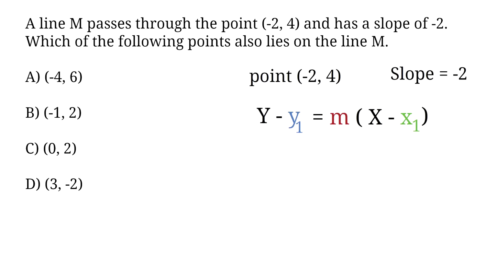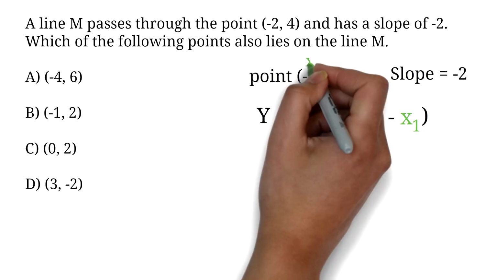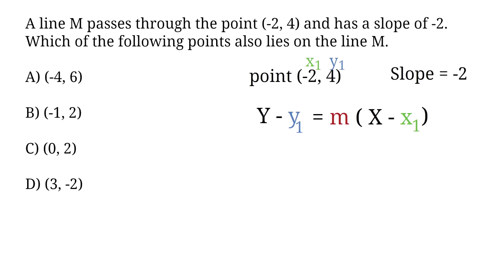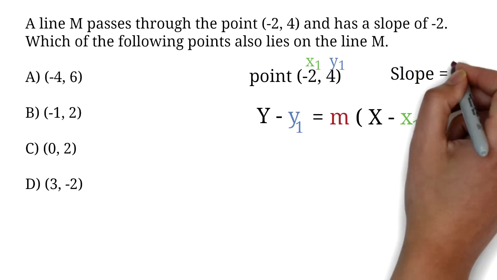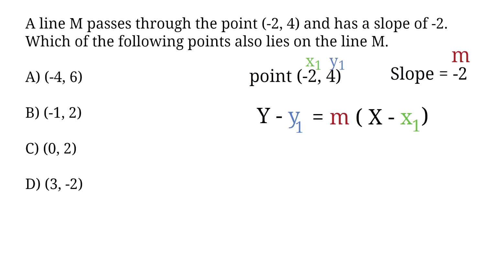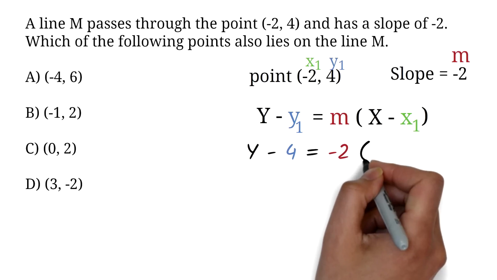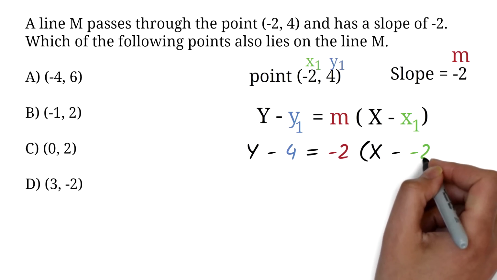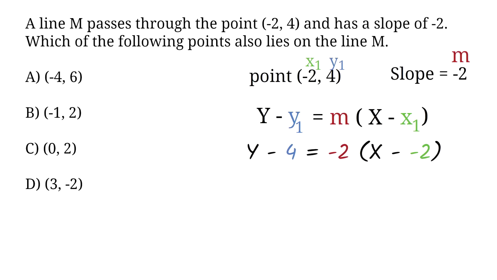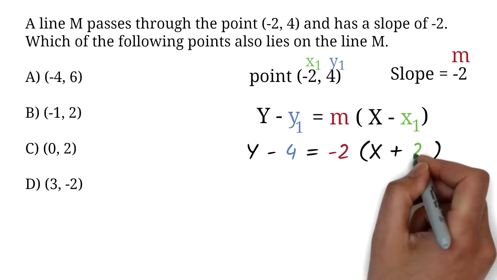Our work is to change it to the slope-intercept form so that we can input the values in the choices. x1 and y1 are the values of the point you have been given, and m is the slope. We put these values into the equation. We have y minus 4 equals -2 in parentheses, x minus -2. Minus -2 can simply be written as plus 2.